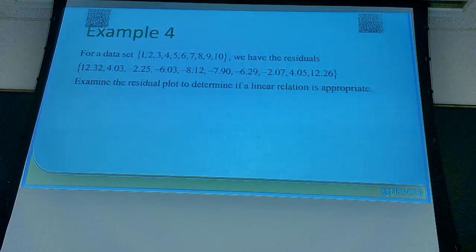Okay, here we go. We have a data set for the explanatory variable. It's 1 through 10. And they gave us the set of residuals. Doesn't specify it here, but I'm going to assume in the proper order. They want us to just examine the residual plot and determine if a linear relation is appropriate.